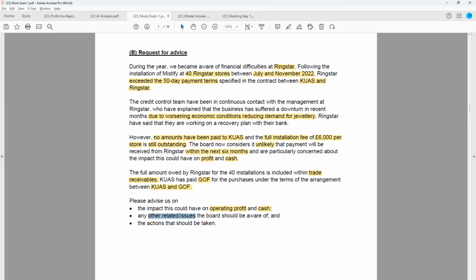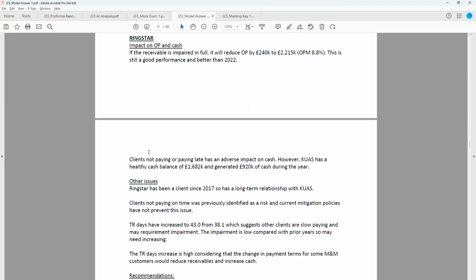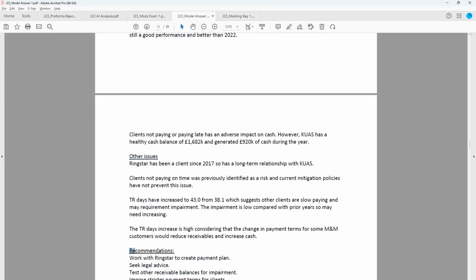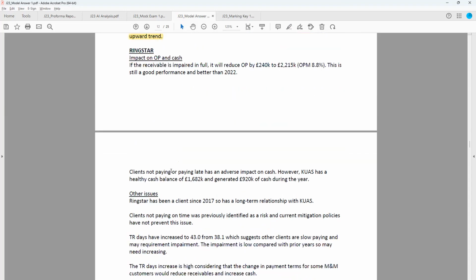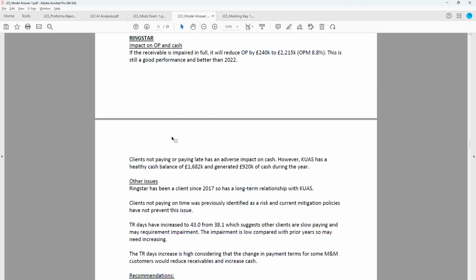Any other related issues that the board should be aware of, and the actions that should be taken. So you can kind of use this to drive your answer. And one thing I quite like doing when there's little subheadings like this is have these as little subheadings in the report. So impact on operating profit and cash, other issues, and recommendations as well. We'd always have some recommendations for the issue.